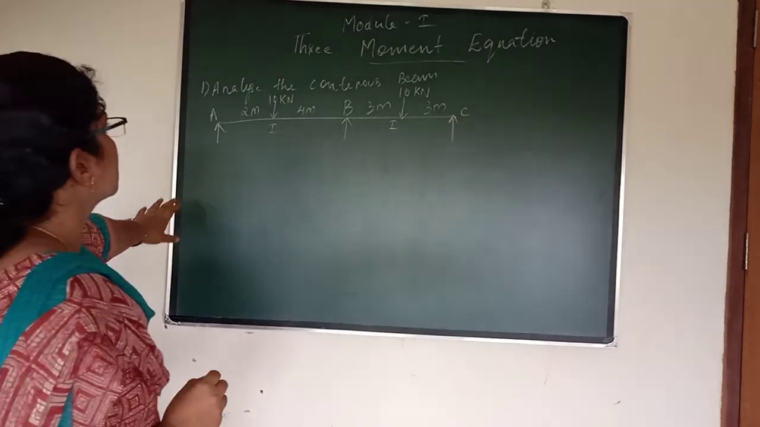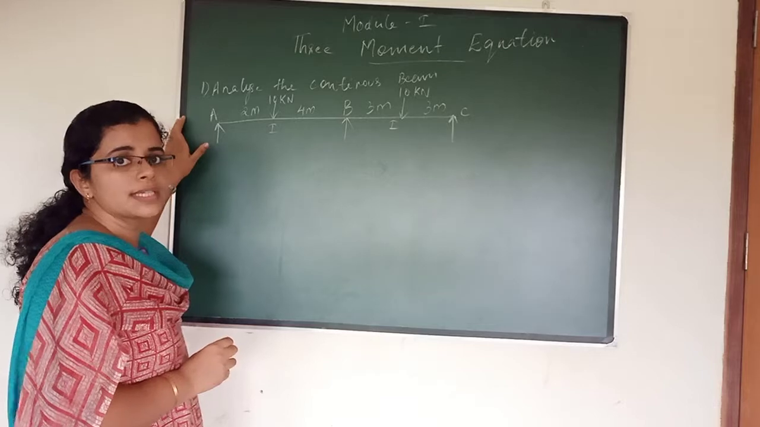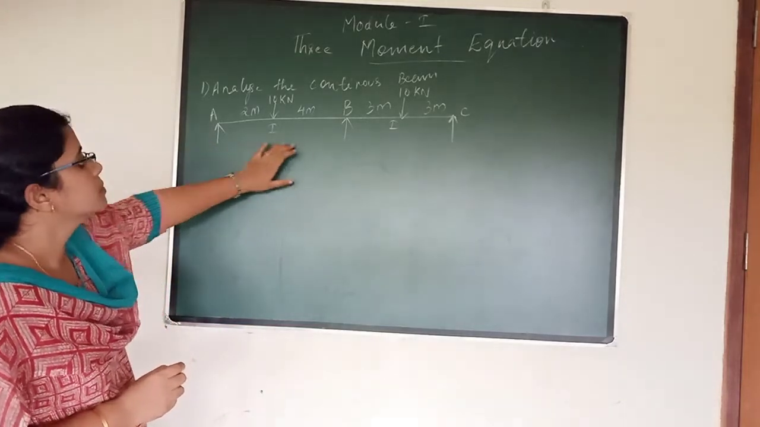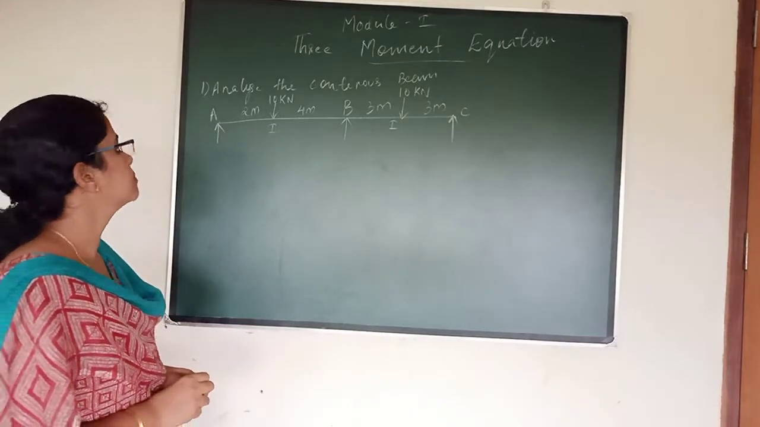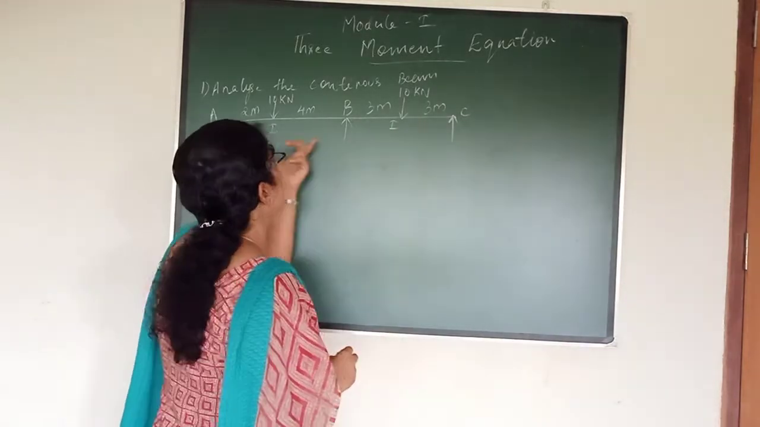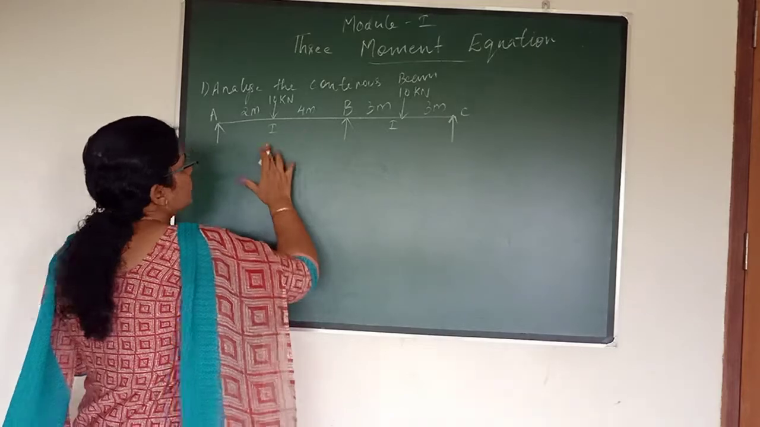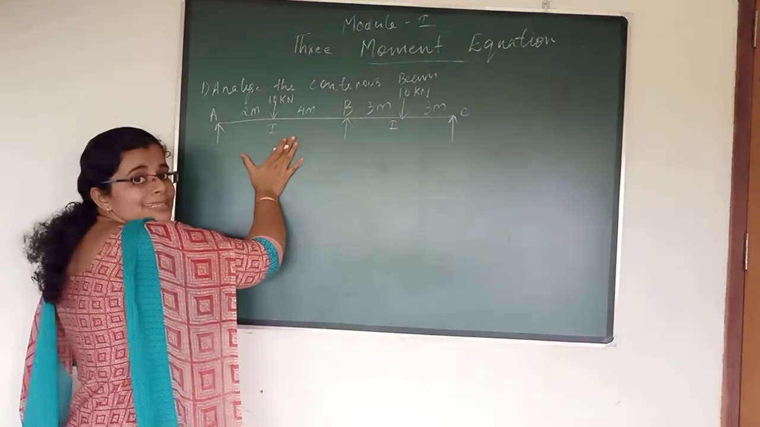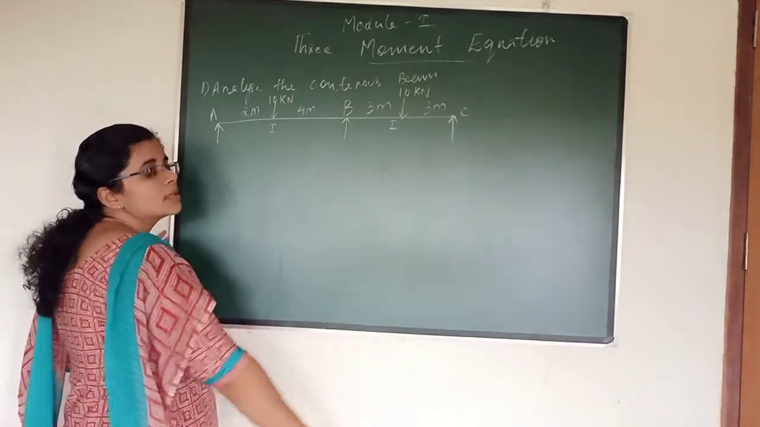We are moving on to the problem. The first question is to analyze the continuous beam given in the figure. Here the beam has two continuous spans, AB and BC. The first span has an eccentric loading and the second one has a center loading.